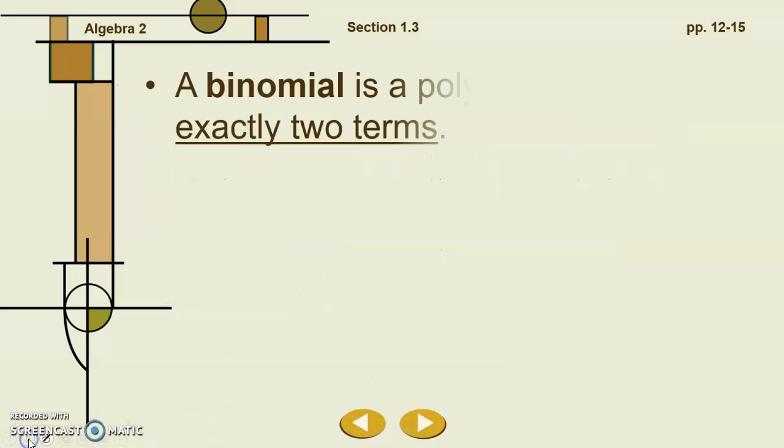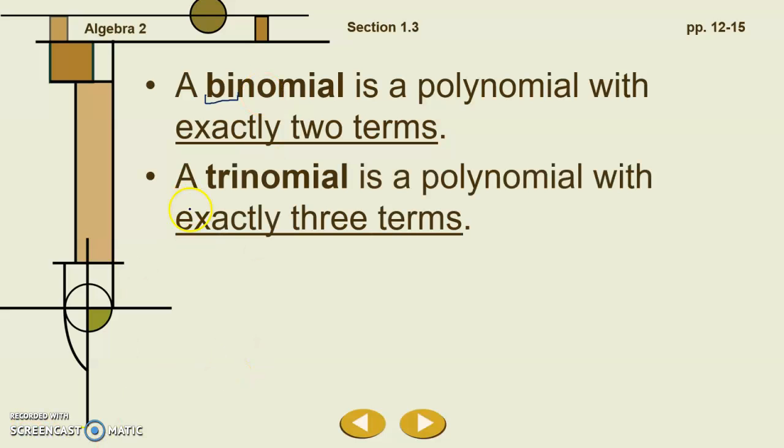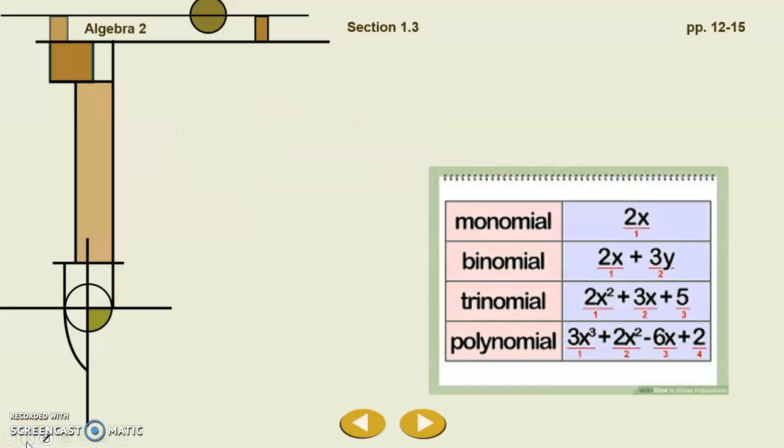Coefficient. A binomial is a polynomial with exactly two terms. You know that bi means two, like in the words bicycle or binary. A trinomial is a polynomial with exactly three terms, and you know tri means three from your experience of triangle and tricycle.